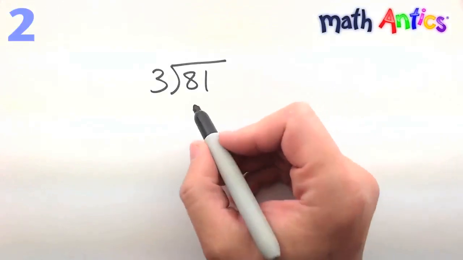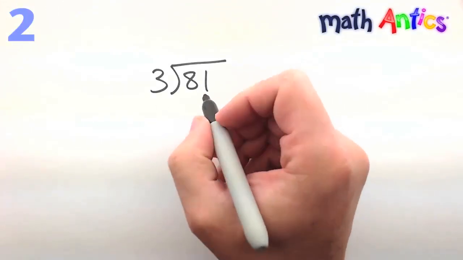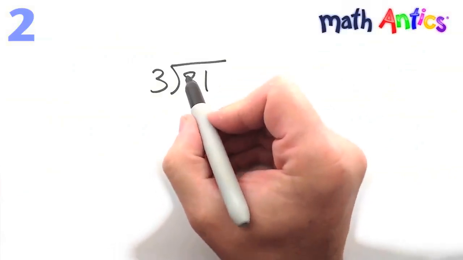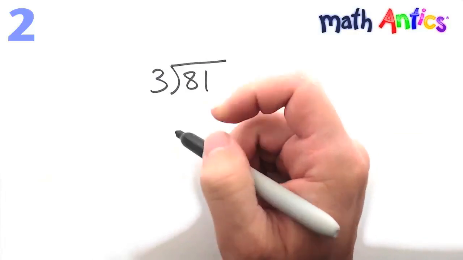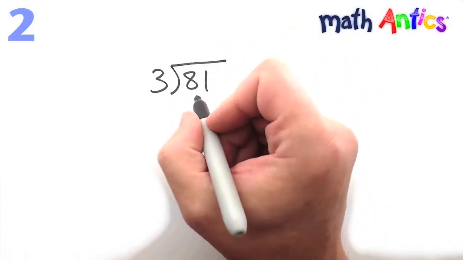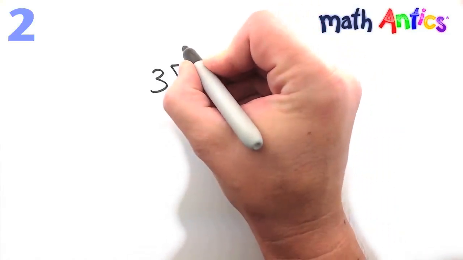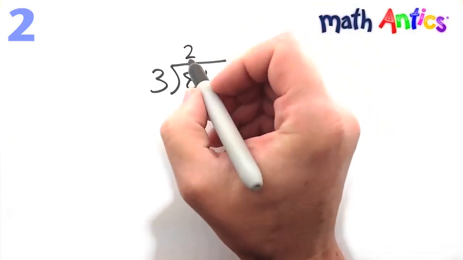Now we have 81 divided by 3. And once again, we go digit by digit, starting with the digit on the left. So we ask, how many 3s does it take to make 8 or almost 8? Well, 2 3s make 6, and that's almost 8. And 3 3s would be 9, which would be too many. So we know that 2 is going to be our answer. So we have it lined up with the 8 that we're dividing up.